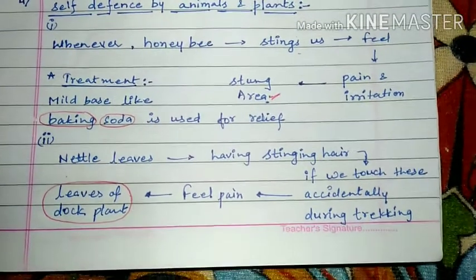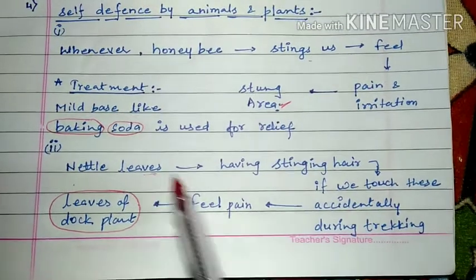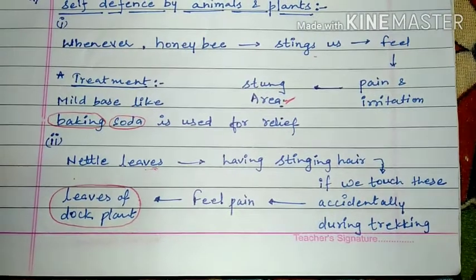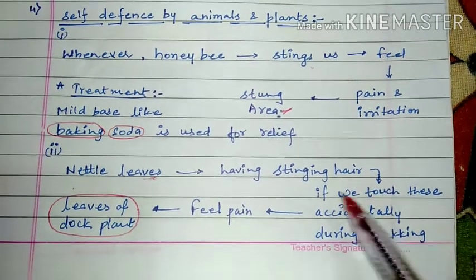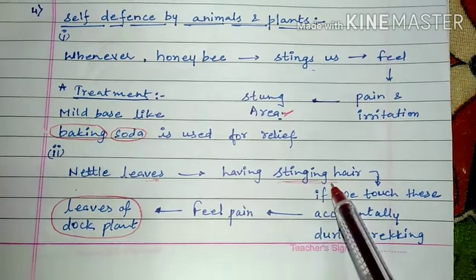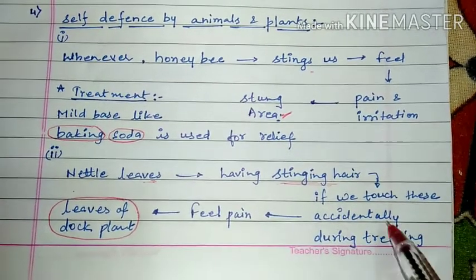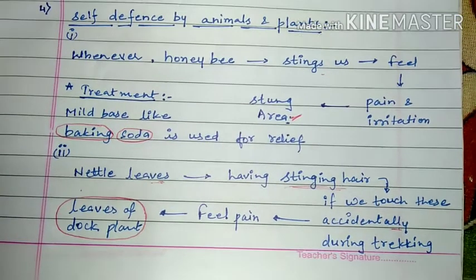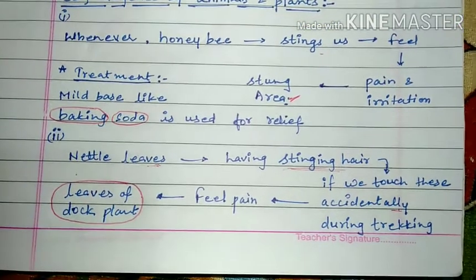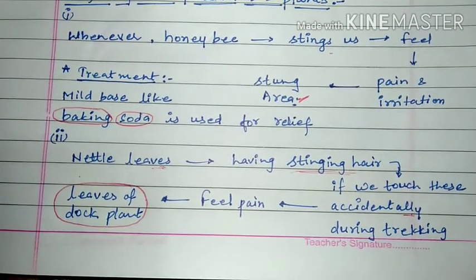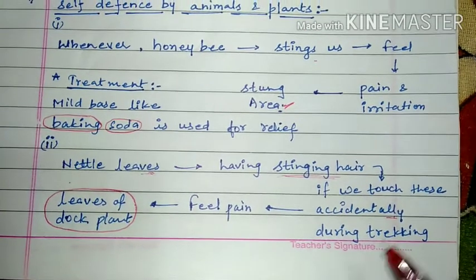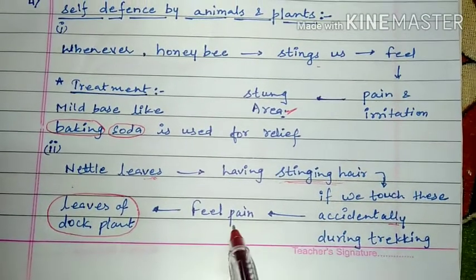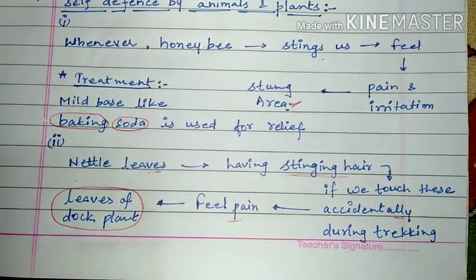Then students, we are going to discuss nettle leaves. These plants are mostly present in the forest. These plants have stinging hair, and whenever we touch them accidentally, during trekking, do you know trekking? People go trekking in their free time or for a get together. When they accidentally touch these stinging hairs or leaves, what will happen? They feel pain. So what is the traditional remedy?